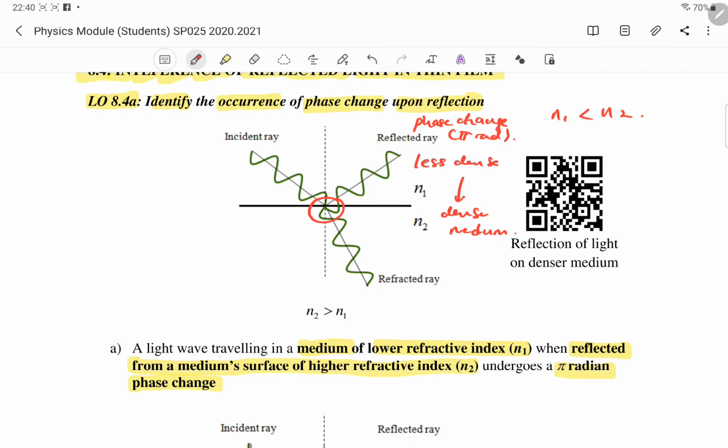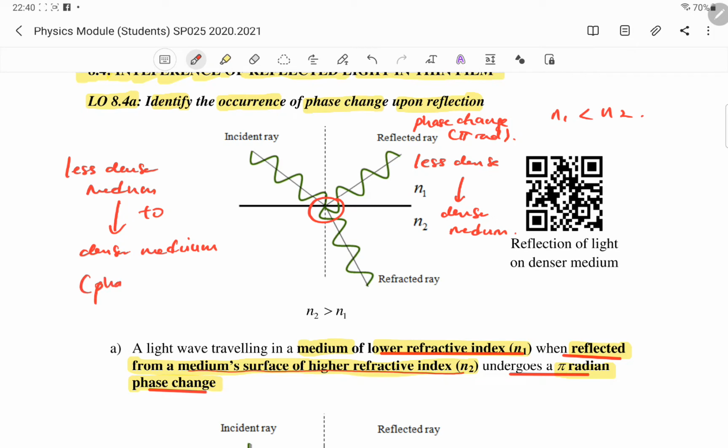Cakap apa? The light wave travelling in a medium of lower refractive index, okay, when reflected from medium surface of higher refractive index undergoes pi radian phase change. Okay, so ingat, when the light travels from the less dense medium to denser medium, dia akan undergo phase change sebanyak berapa? Sebanyak pi radian.